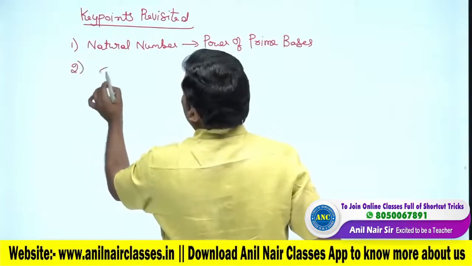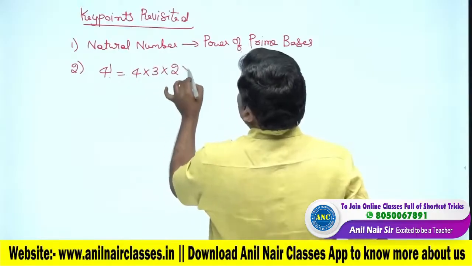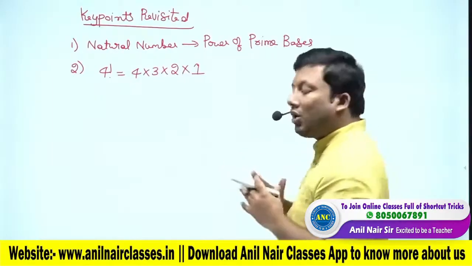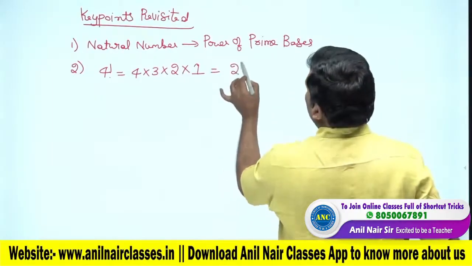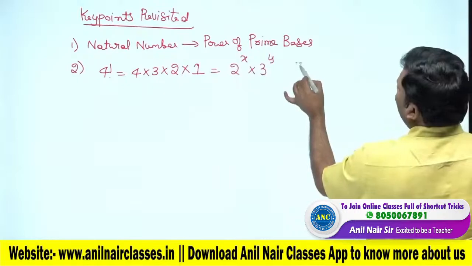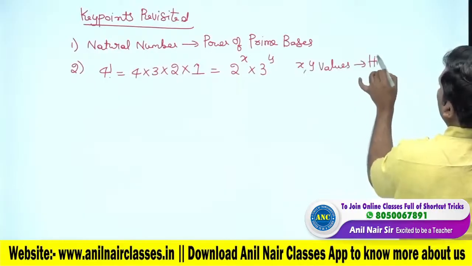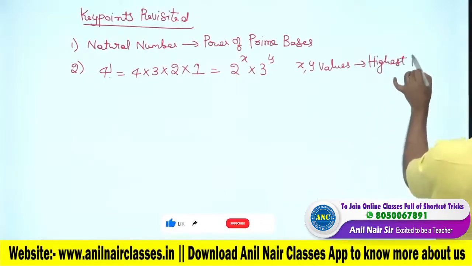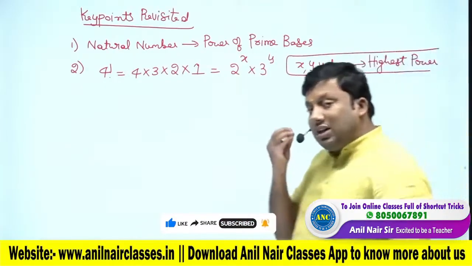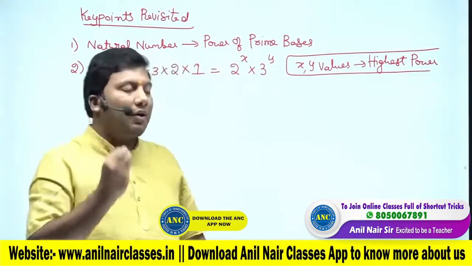Second point, suppose I take 4 factorial. The definition of factorial is the product of all natural numbers from 1 to 4. From 1 to 4, what are all the prime numbers? Prime numbers are 2 and 3. So 2 power something will be there, 3 power something will be there. Finding out the values of x and y is all about the highest powers chapter: finding out the highest power of a prime number. That is what we discussed in highest powers sessions number 1 and 2.